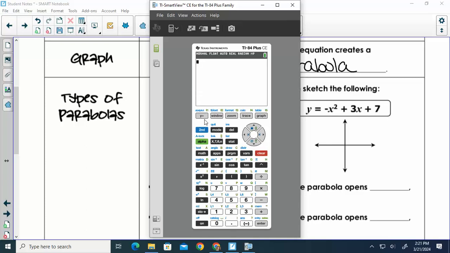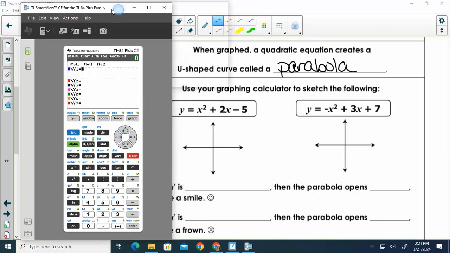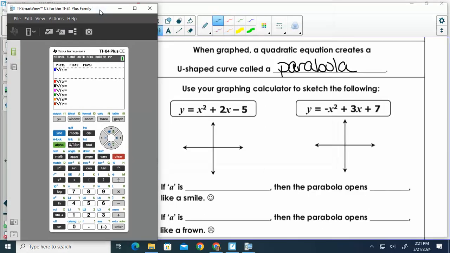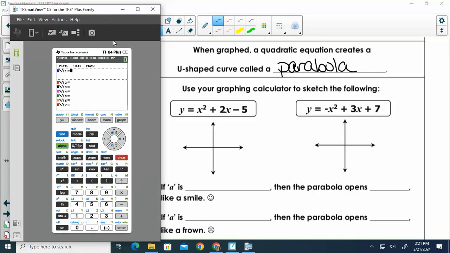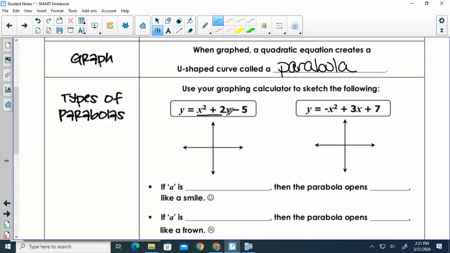Okay, so on your graphing calculator, we're going to push this y equals button, and then if there's anything entered in there, clear it out. Just push clear enter and it'll go away. So it's already set up y equals, so we're going to type in the rest of this.